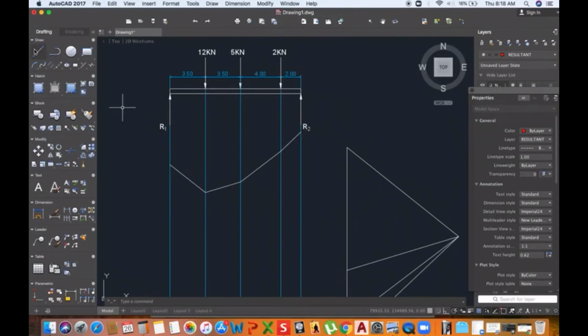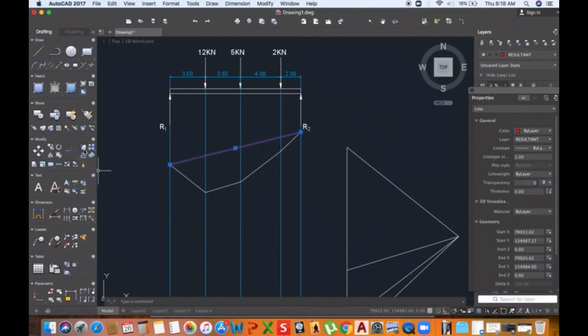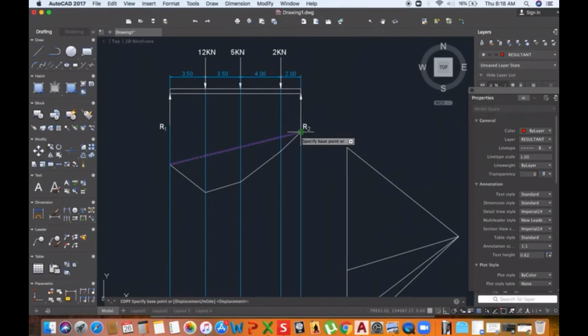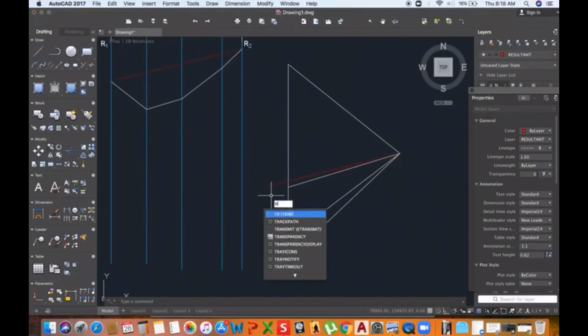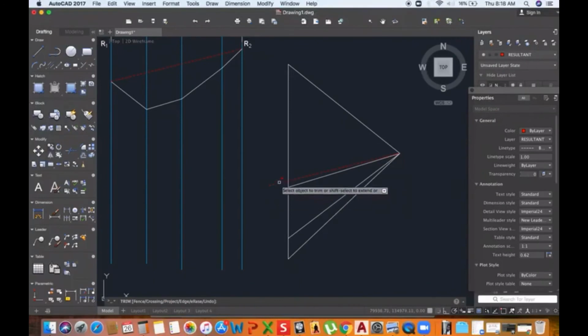I like to use another layer for this. Proceed to join this point, the ending point, to the starting point. This line will be the line that will determine the resultant forces. I'm going to copy this line, place it at the pole. Once I've placed it at the pole, I can trim this. I'm going to now measure from the top of this diagram to this line, then from this line to the end.